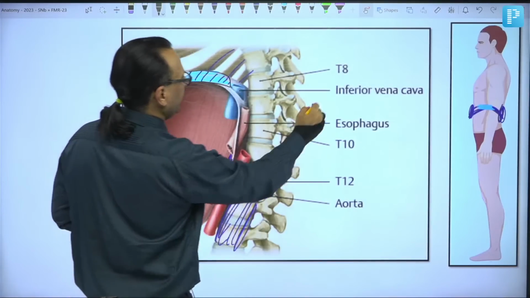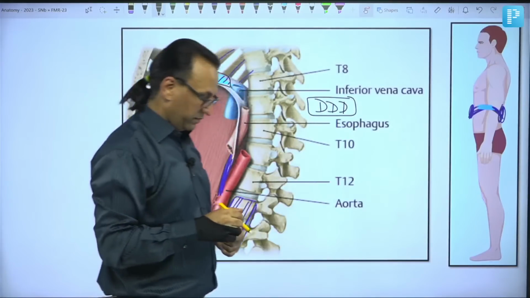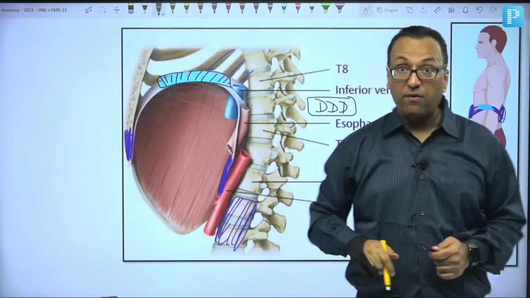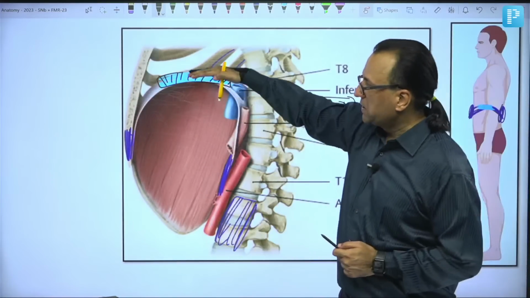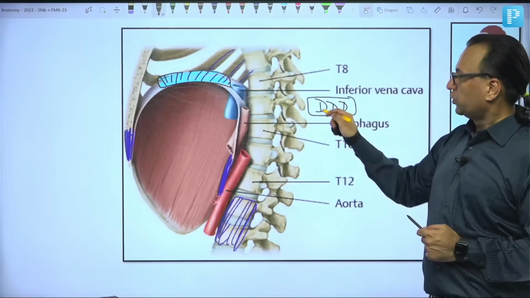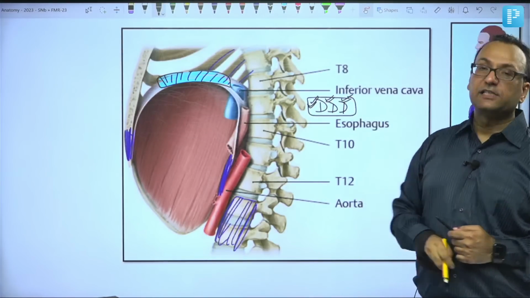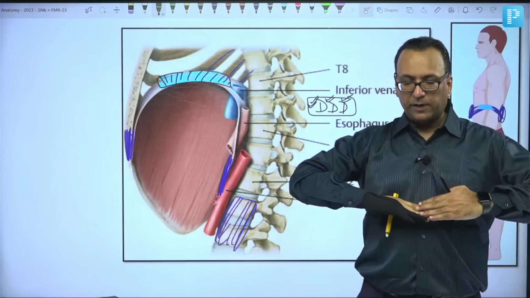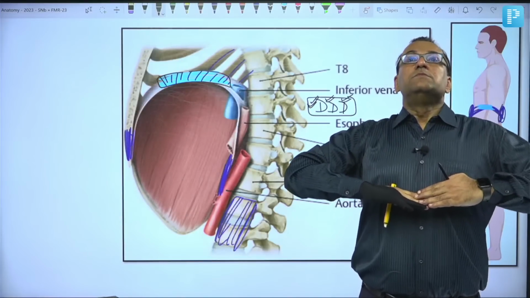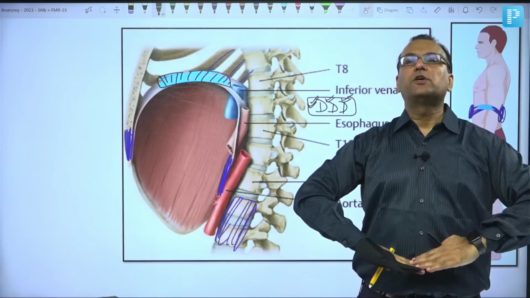For action, you remember DDD. And what is DDD? The action of diaphragm. What is the full form of DDD? Diaphragm descend down during deep inspiration. So, diaphragm will descend down during deep inspiration. When we take deep inspiration, diaphragm descend down. So, what is the purpose of doing that?